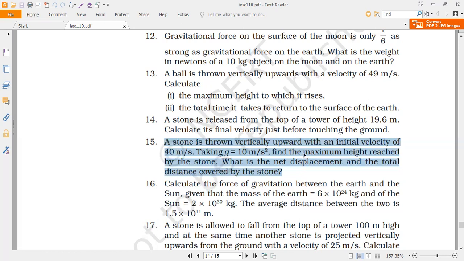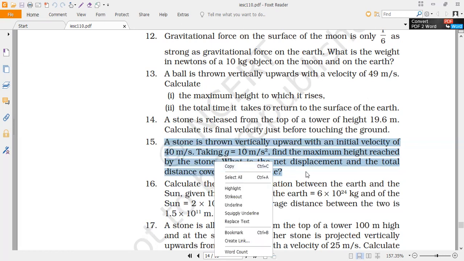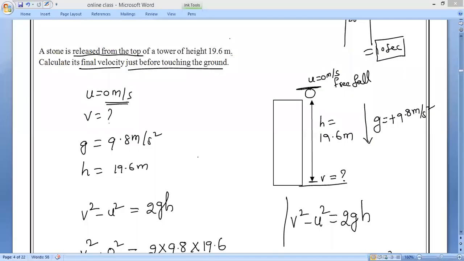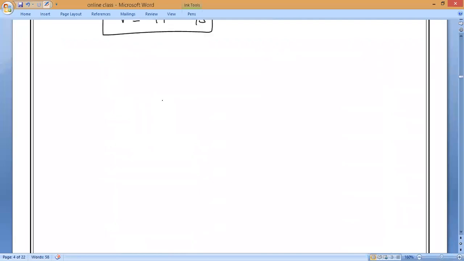They are asking to find the maximum height reached by the stone. Next, this is very important: what is the net displacement and the total distance covered by the stone? Net displacement is the one which comes in chapter 1. Once you remember the definition, you can solve this question, otherwise you cannot. Let me see how many of you will solve it.